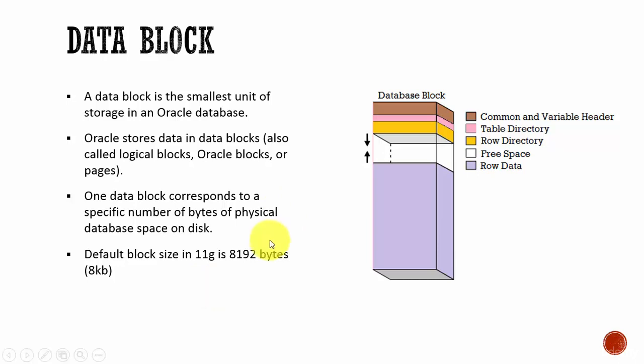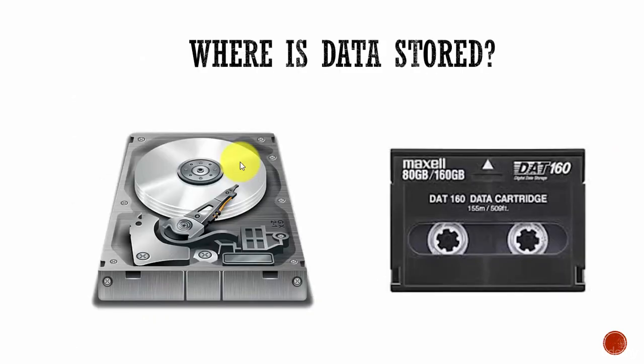Remember this concept because throughout the course I will be mentioning that the Oracle database is reading the data blocks, it is writing the data blocks. So you need to understand that the data block is the smallest logical unit through which the Oracle database writes and reads the data. Okay? Next thing, where is data stored normally?